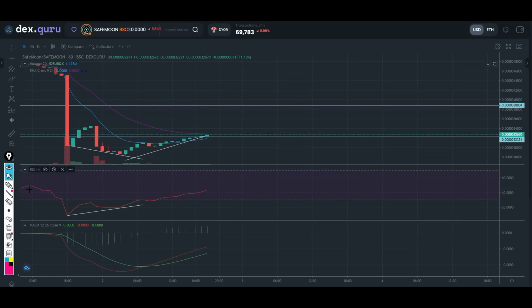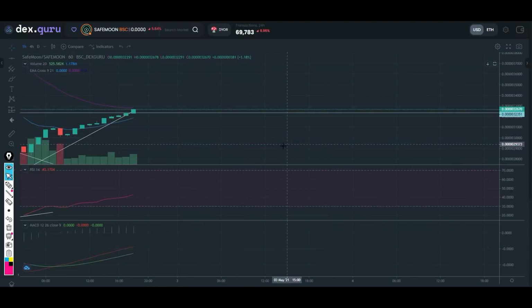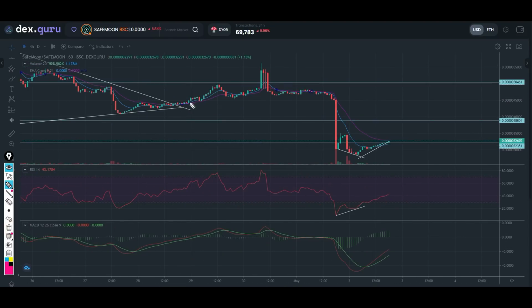Now, if we don't end up getting that pullback to that level of support, an alternate strategy is to watch for Safemoon to be turning the 9 EMA into support. As we can see, when we nailed this reversal a few days ago, when I told you guys to watch for a 9 EMA break right over here, we can see what happened.